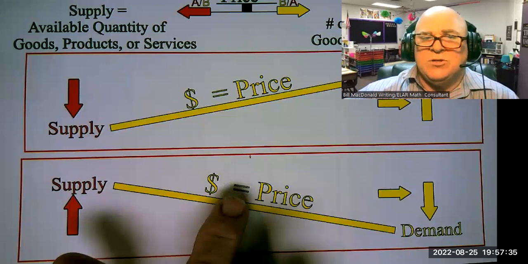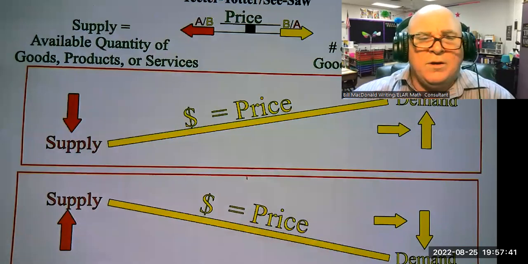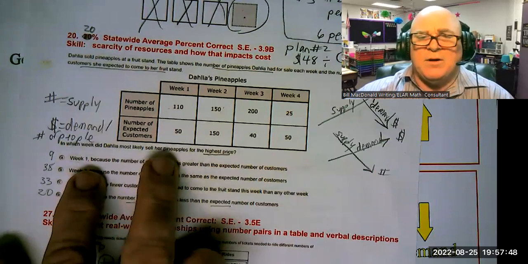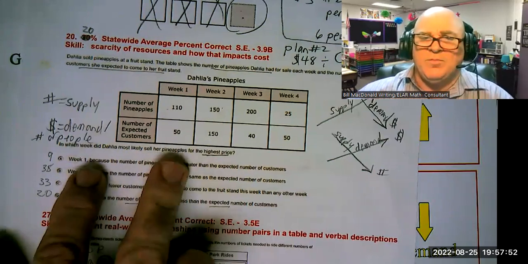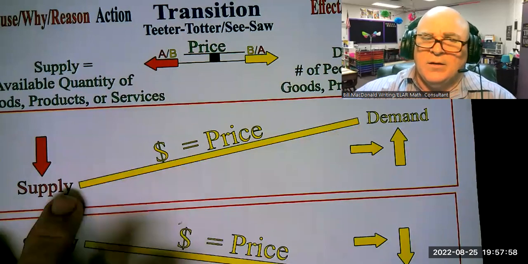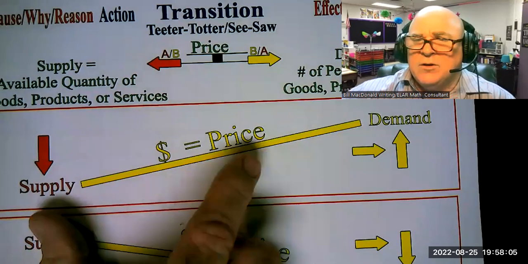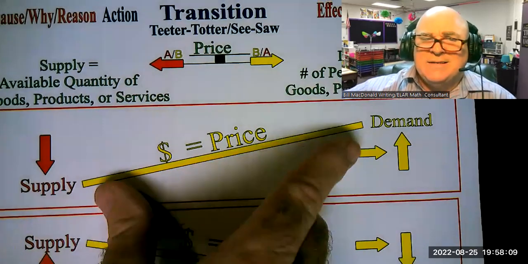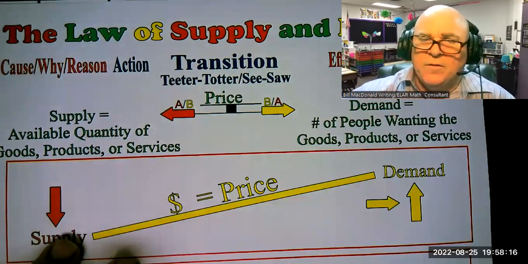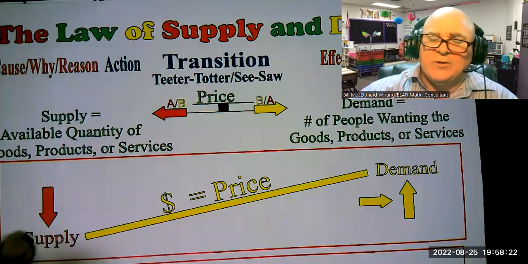So when you look at these two comparisons, we're going to check and see the four answer choices, and here they are. Which one would most likely have Dahlia sell her pineapples at the highest price? So we're looking for the highest price. Well, the highest price would be when the supply is at the lowest and the demand is higher than the supply. So anytime that there's more people wanting the good, the product, or the service than it is available. In other words, if there's more people that want those pineapples than the pineapples are available, then the price is going to go up. That's when the price would be the highest.